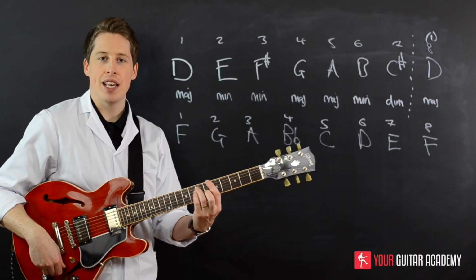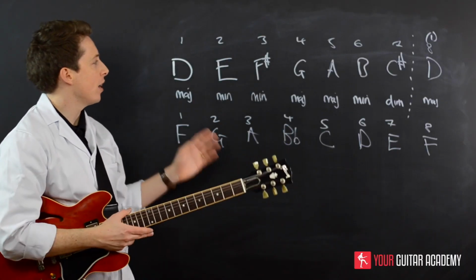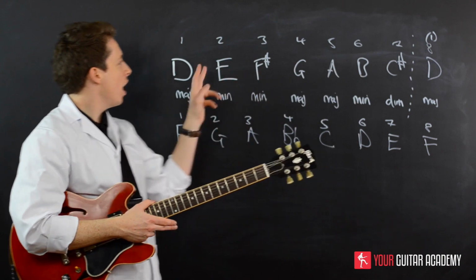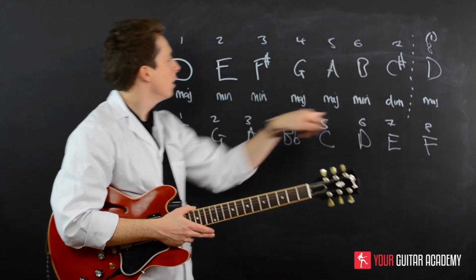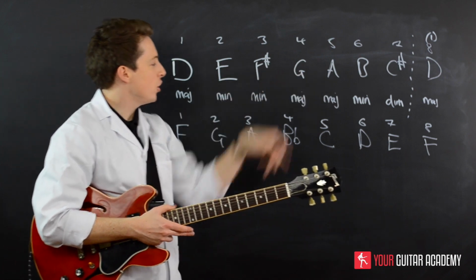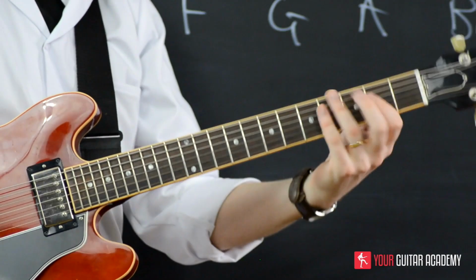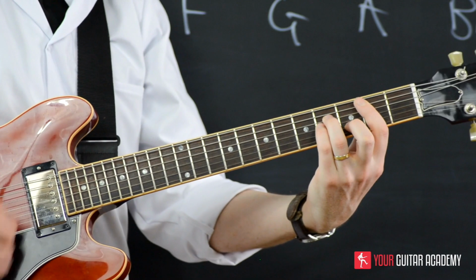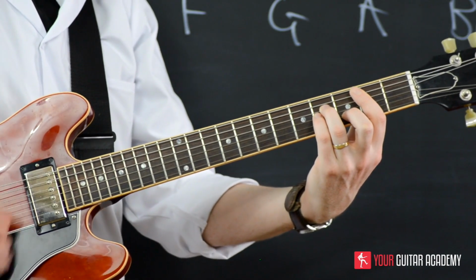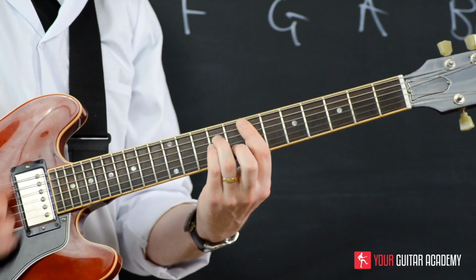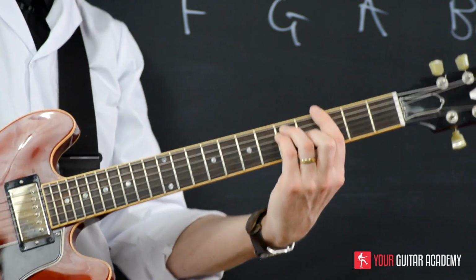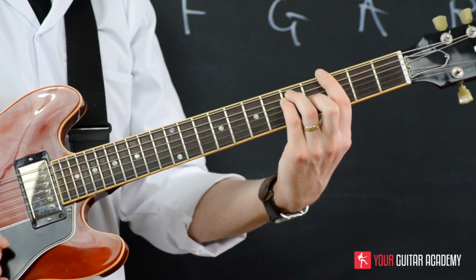So let's do a different one. Let's come back to the chalkboard and pick a couple of chords out. Let's take a 6, a 2, and a 4. So that's the B minor, the E minor, and the G major. So B minor, E minor, G major on the guitar. There's the B minor, E minor, and then G major. Start again.